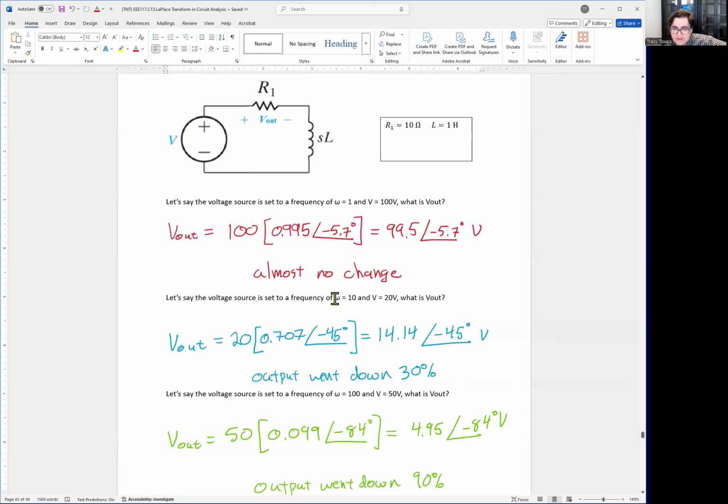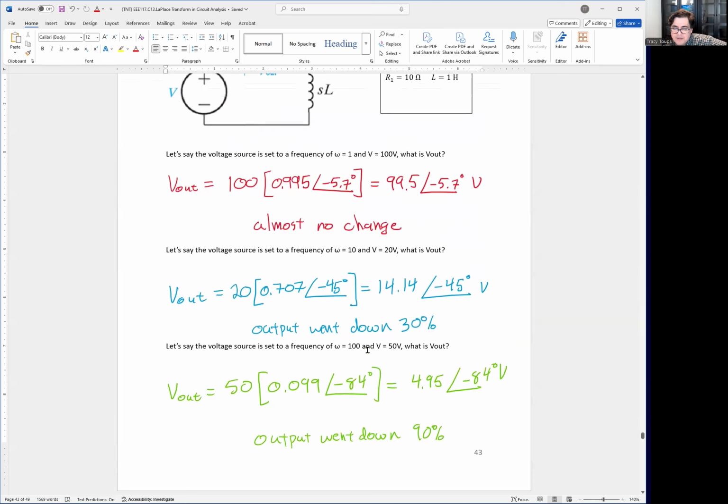What about when omega is 10 radians per second? Do the same number crunch again, right? And the voltage is 20 volts. So not only did we change the magnitude of voltage, we changed the frequency. We did both. Our V is now 20 volts times the gain 0.707, angle negative 45 degrees. Our output is 14.14, angle negative 45 degrees. So in terms of magnitude, we lost 30%. Our gain is about 0.7 or 70%. So we lost 6 volts. That's actually pretty decent percentage-wise.